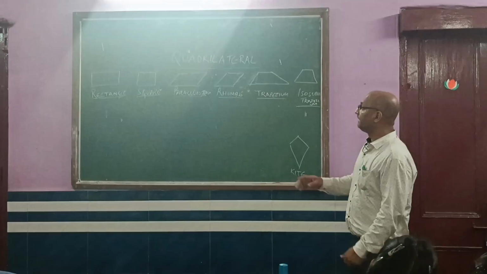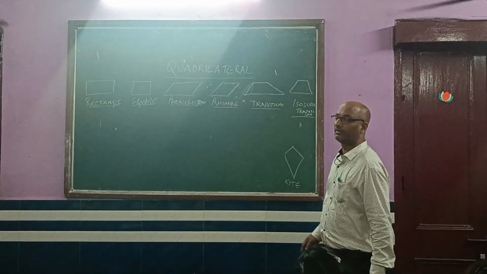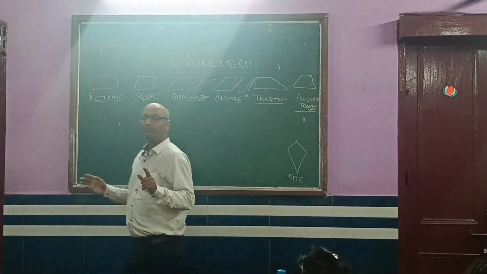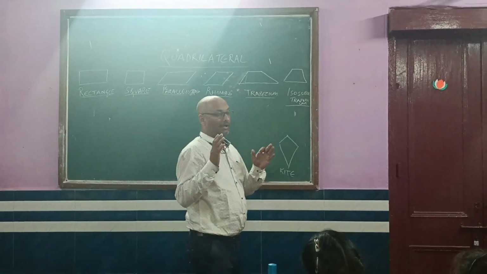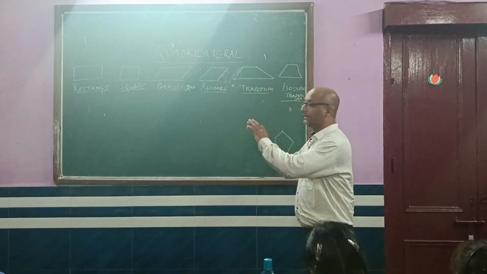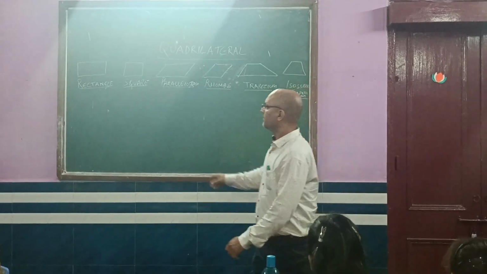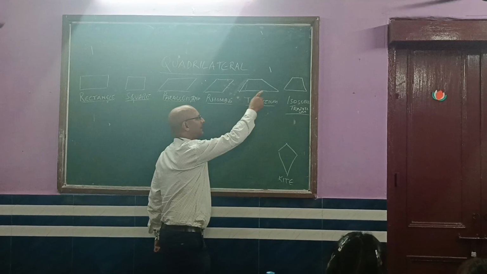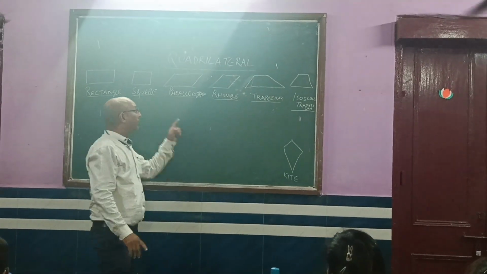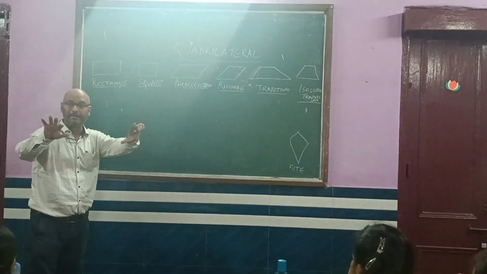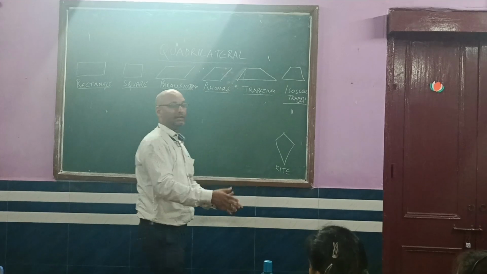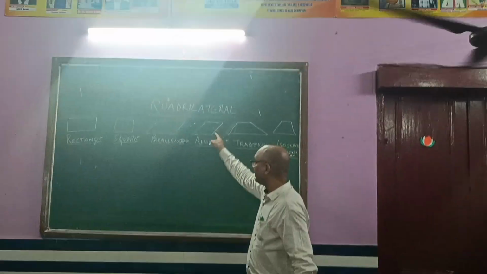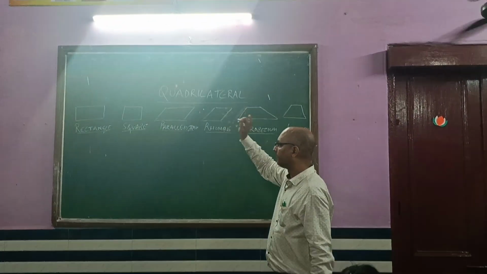Now, these are the different types of quadrilaterals. Quadrilateral means what? Once again, you tell me. Covered by 4 sides. So this one is covered by 4 sides, and all of them are closed figures. Closed, nothing is open. If it is a closed figure, then only it is a quadrilateral.